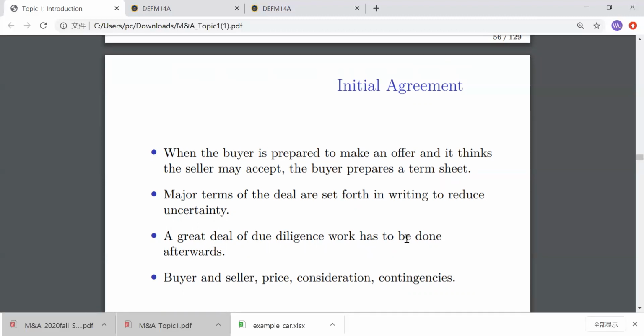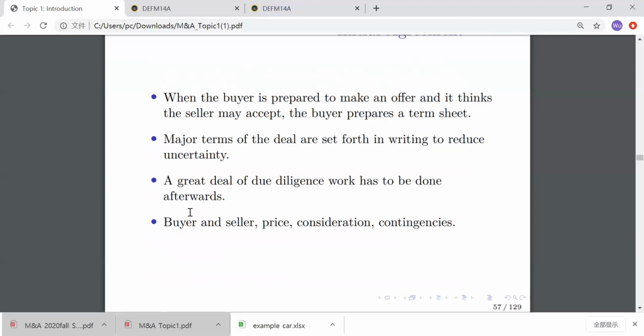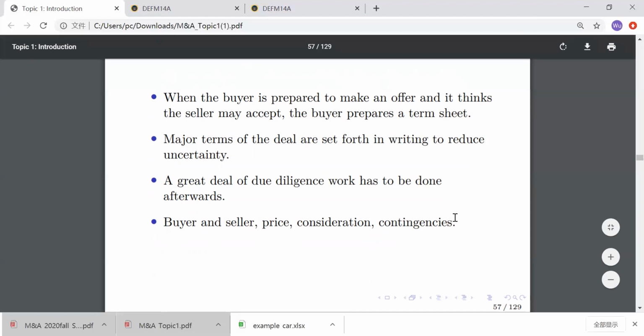After the term sheet has been made, or during the process, a great deal of due diligence has to be done afterwards. Due diligence means that after the acquirer formulates this term sheet, they still have to conduct a very detailed due diligence of the financial information of the target and also the details about the deal looking forward. Especially what are the potential synergy, what are the potential growth opportunity the business combination will bring to the acquirer. On this term sheet, it will specify buyer and seller, price, consideration and contingency.